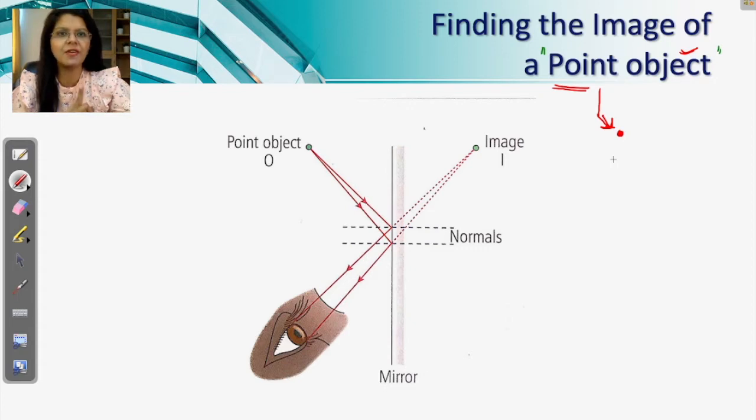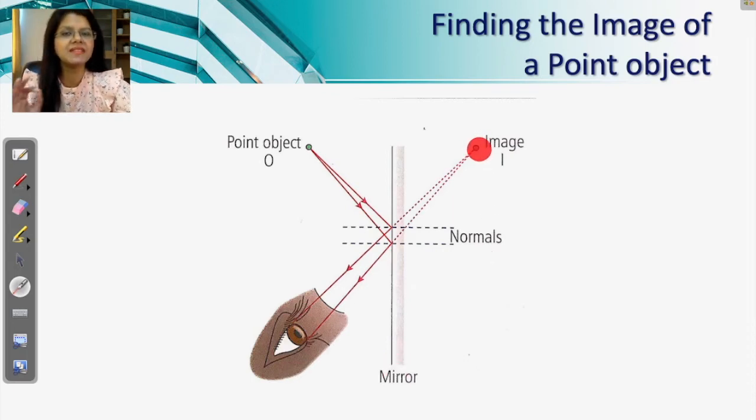Point is the simplest kind of object that you can think of. So what do you see on the screen? On the screen, you see that there is a point object, point object O. You see a green point here. You are finding its image in the mirror. The mirror is a standing mirror. You are finding its image, a green image. Rather than taking a chair or a table or any flower or any leaf as the object, you are taking the simplest object, the point object, and you are seeing its image in the mirror. So how do you find the image of a point object?